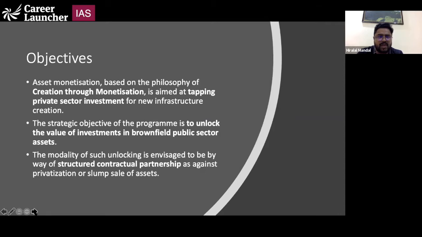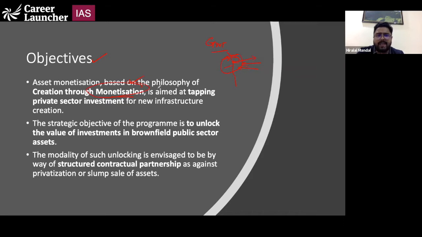Now, the various objectives of this program have been mentioned in the program itself, and the first is that it is based on the philosophy of creation through monetization. So what the Government of India is trying to do is monetize its various assets. The Government of India has various assets which are lying idle. For example, there are assets of various central public sector enterprises, assets of road ministries. Railways has various lands. Defense has land. There are many assets that the Government of India has, but these assets are not creating any revenue. So the government is trying to monetize those idle assets and get some monetary incentives, and that is what this program is aimed at.